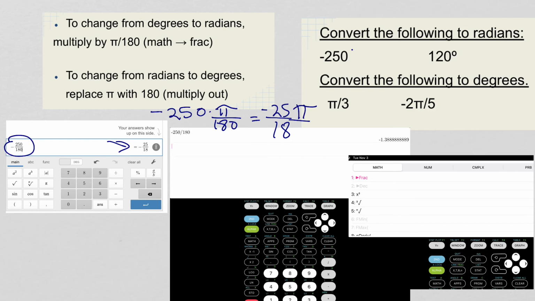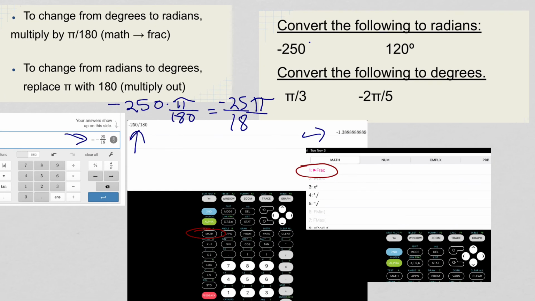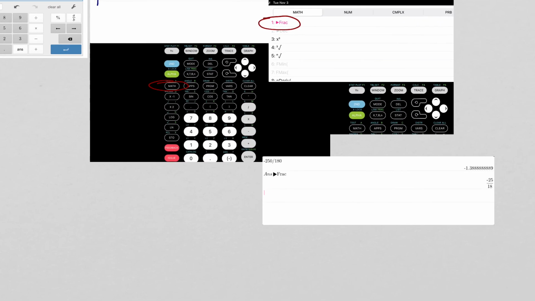So the pi is going to stay in your answer for radians. So you're basically just dividing by 180 for the degree. If you're using the TI calculator, you're going to go ahead and put it in your calculator. You get this decimal. Who remembers how to change a decimal to a fraction on the TI calculator? Well, you press that math button here, and these are the things that are going to show up. We want to change it to a fraction, and we go ahead and press enter, and then we will get our answer of negative 25, and then we put pi in there over 18.